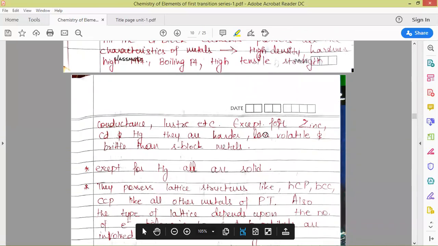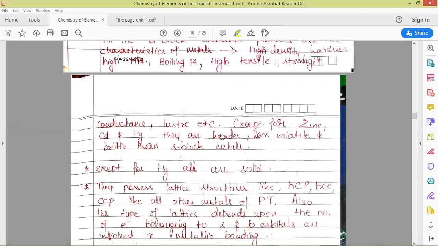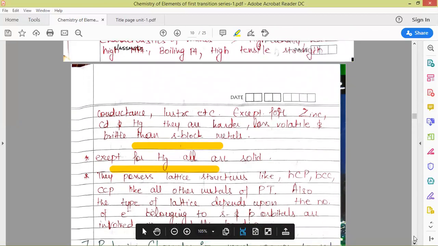conductance, luster. The exceptions are zinc, cadmium, and mercury. They are harder, less volatile, and brittle compared to the s block metals. So except for mercury, all are solids. All the d block elements are solid.